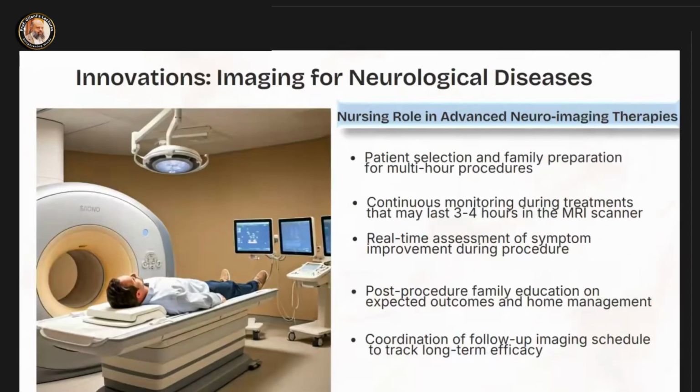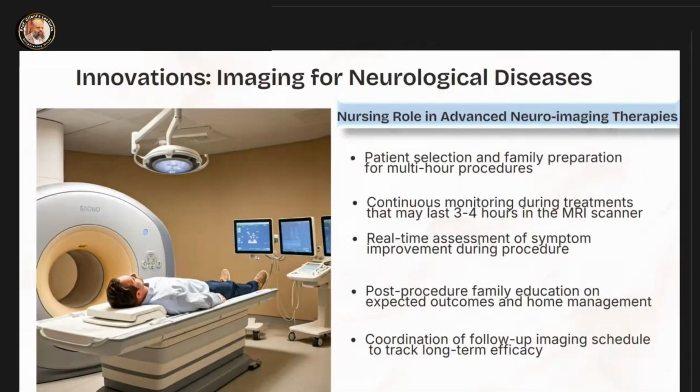Innovations in imaging for neurological diseases. The nursing role in advanced neuroimaging therapies includes patient selection and family preparation for multi-hour procedures, continuous monitoring during treatments that may last 3 to 4 hours in the MRI scanner, real-time assessment of symptom improvement during the procedure, post-procedure family education on expected outcomes and home management, and coordination of follow-up imaging schedule to track long-term efficacy.